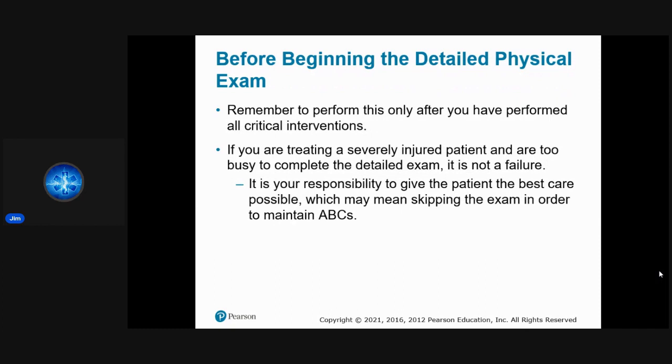Before beginning the detailed exam, remember to perform this only after you've performed all critical interventions. So you may not ever get to this stage in a severely injured patient. So don't perform this instead of doing a critical intervention. And remember, it's not a failure if you don't get to this stage.